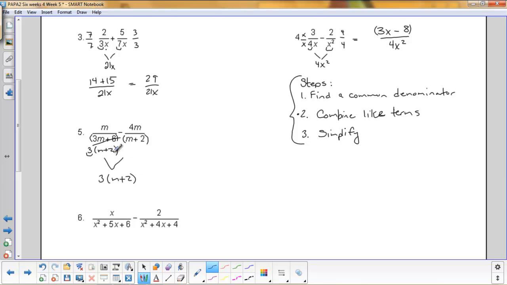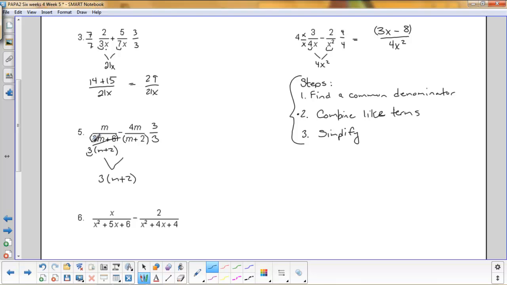What do I need to add to the first denominator to make it the common denominator? The answer is nothing. So you could put 1 over 1 if you wanted, but I'm not going to do that. That's redundant. What is missing from this denominator to make the common denominator? And that is the number 3.